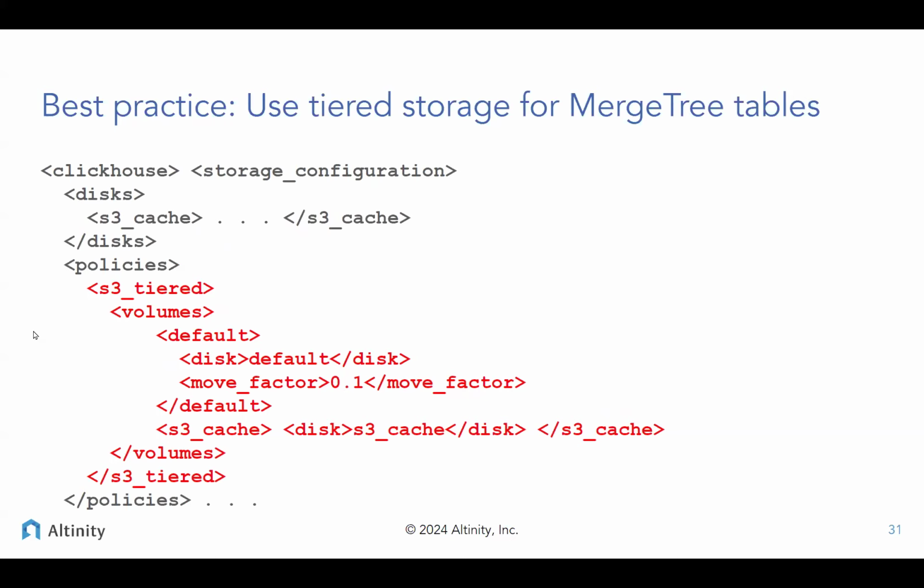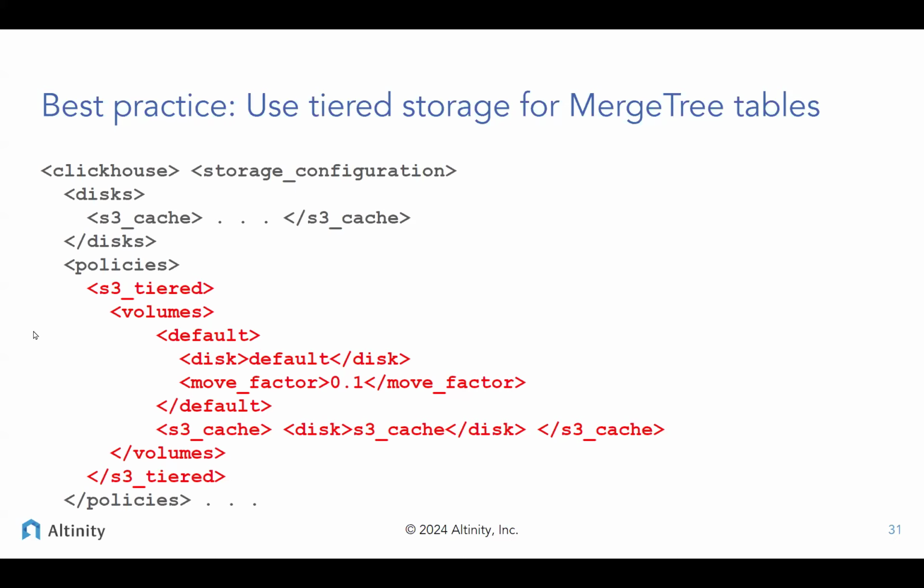The final best practice around storage definition is to use tiered storage. What we do here is set the storage up so that when data arrives, it goes onto a volume here called default, which is going to, in this case, be block storage. And then at some later time, it's going to be moved to S3, which is shown here as the S3 cache, because that's the thing that we're reading and writing through. There's a setting called move factor that says, when this default disk hits 90%, start moving stuff off so we don't run out of storage.